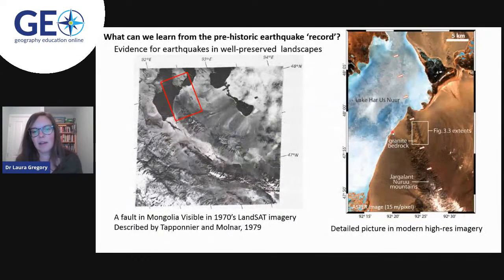And we can also use things like, this is just another example of a satellite image. This is of the same area, but this is a very old Landsat image that was taken in the 70s. And we can see a fault line running across this image. It's a big line. And then if we look in more recent imagery, technology is always making our job easier, and we can see that same fault in much more detail. We can see it actually goes underneath this frozen lake, which is pretty cool. So we can find all kinds of things. And that's from the kind of prehistoric record.